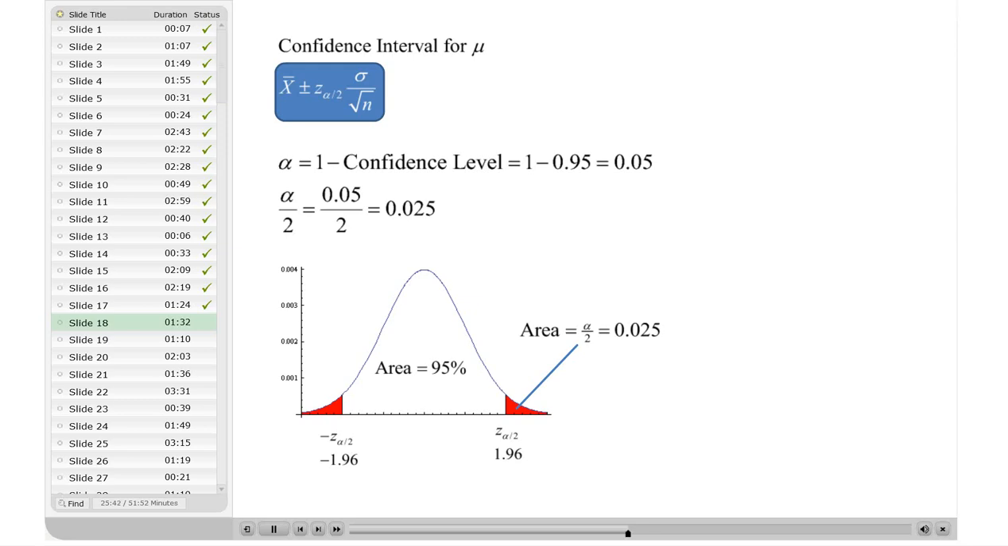What we really care about is where is that breaking point located that separates that middle 95% from that tail that has 2.5% in it. Well, that point is called z sub alpha over 2. And in this example, it's equal to 1.96. And that's why we're using the number 1.96 in the formula on the previous slide.